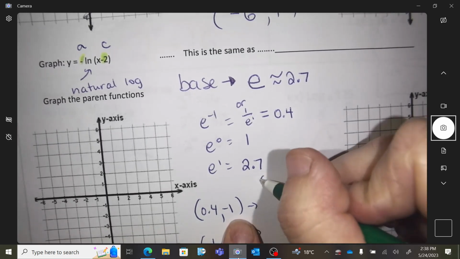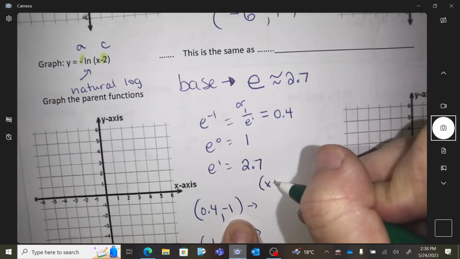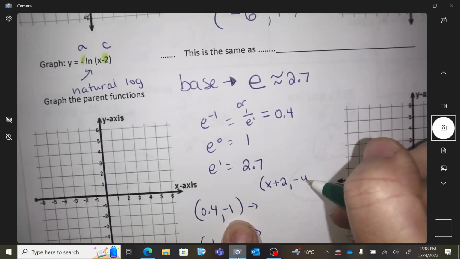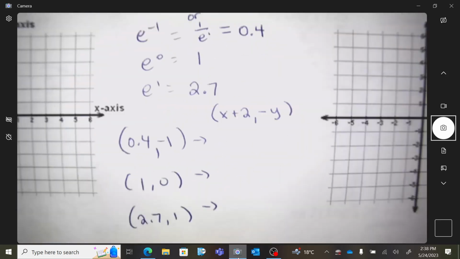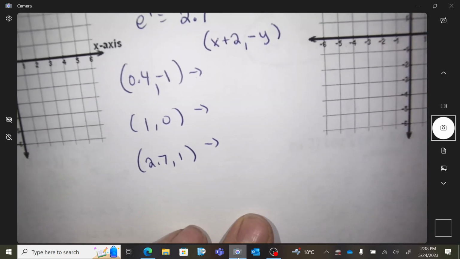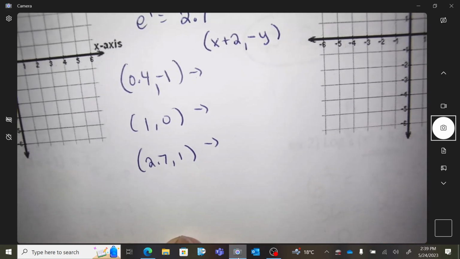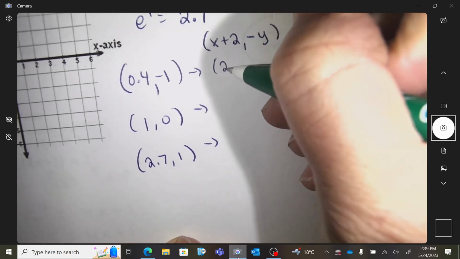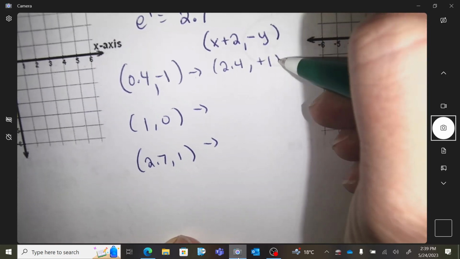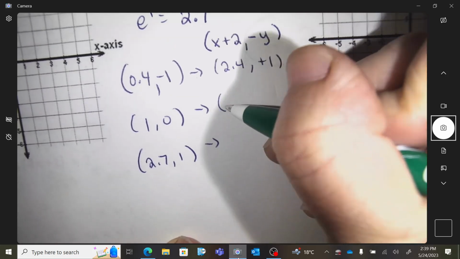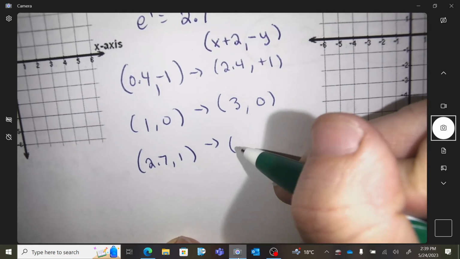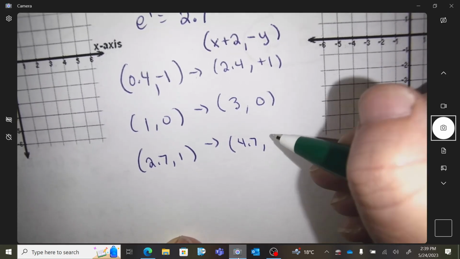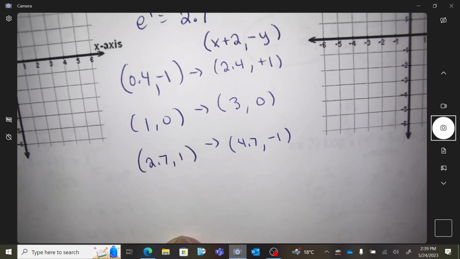And I'm going to write this. x plus 2, comma, negative y. x plus 2, comma, negative y, right? There's my C and my A. Okay, so 2.4, comma, positive 1. 3, comma, still 0. And 4.7, comma, negative 1.